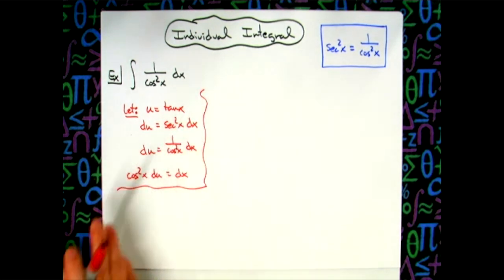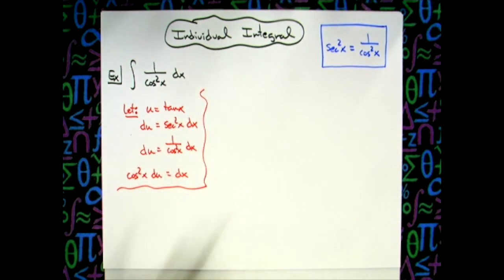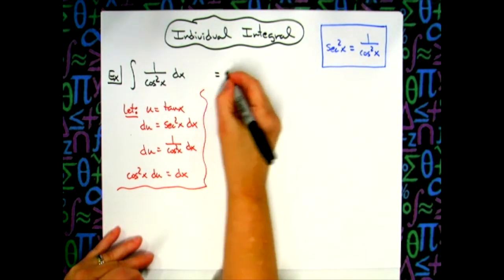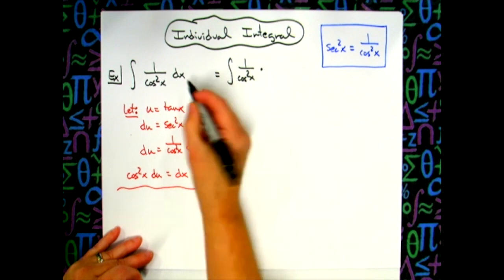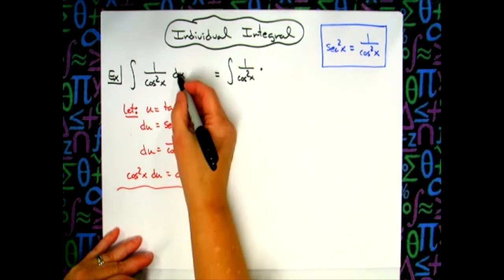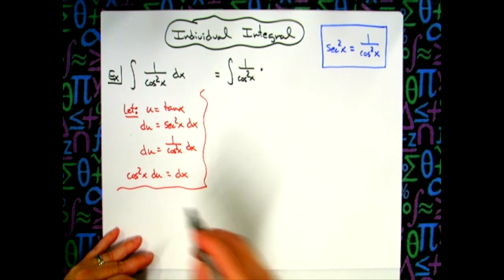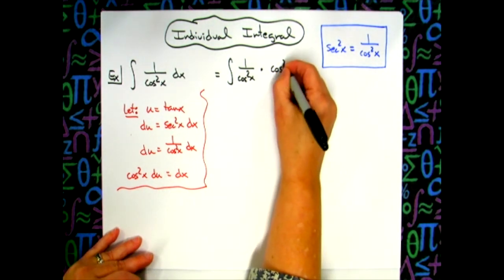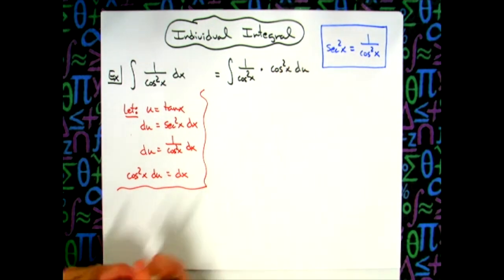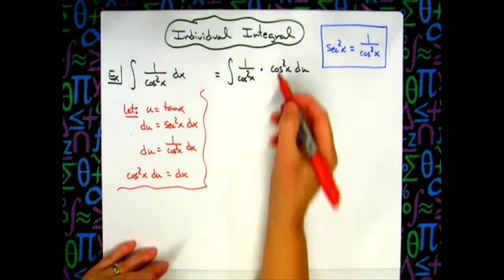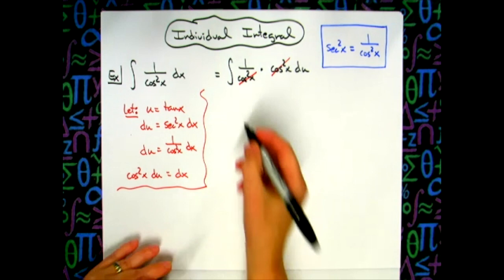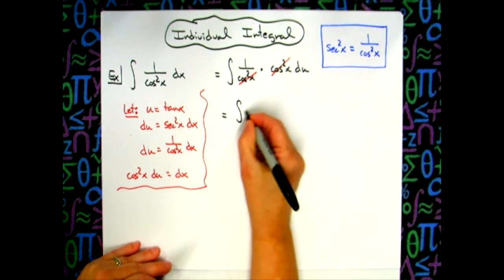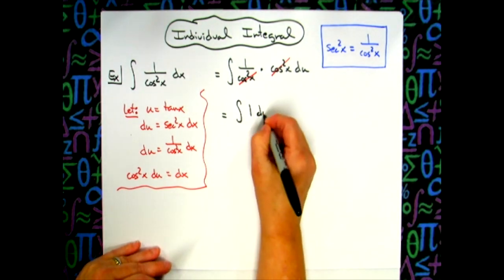Now I'm going to come back up to my original integral and start doing some substitutions. We'll leave the integral, and we'll leave the 1 over cosine squared x there. Our only substitution then is going to be for that dx for what it equals, so cosine squared x du. That's going to allow those cosine squared x's to cross out. Then we'll be down to a pretty simple, straightforward integral. We'll have the integral of 1 du.